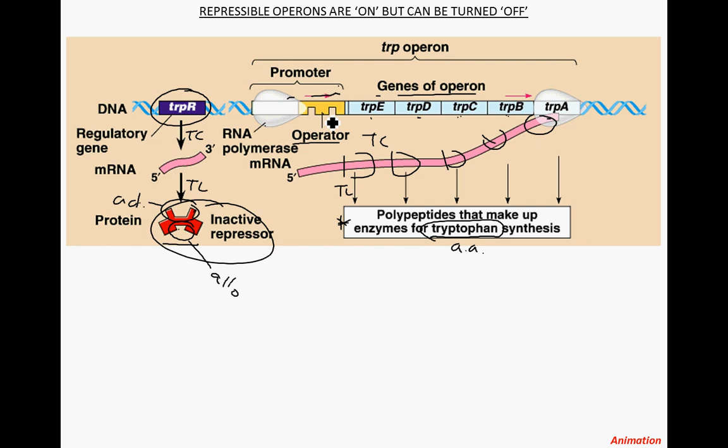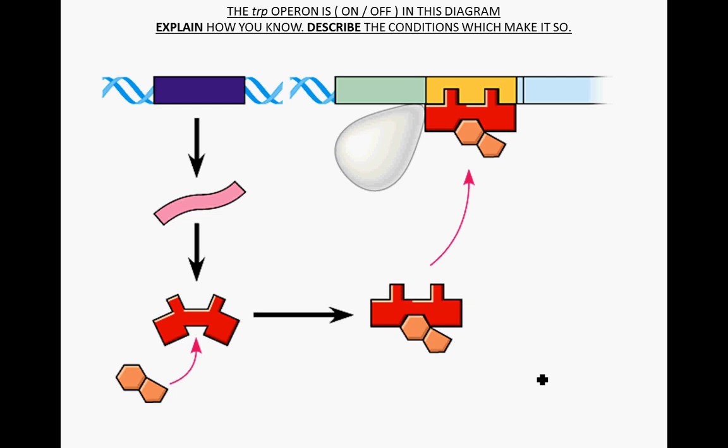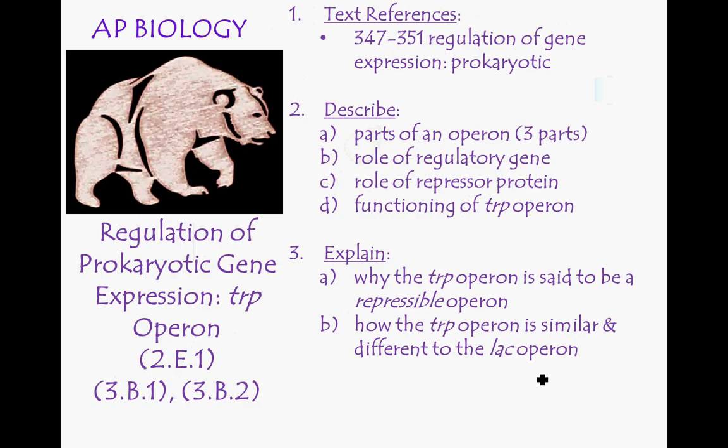I'd recommend going back and looking at the Operon animation. You can also look at this animation here on the PowerPoint, and you should now be able to do this. The trp Operon in this diagram, is it on or is it off? Explain how you know, and describe the conditions which would make it so. And in this situation here, is this trp Operon on? Is it off? Label the parts, the pieces there. Explain how you know if that's on or off. Describe the conditions inside the cell, outside the cell, which would make it so.